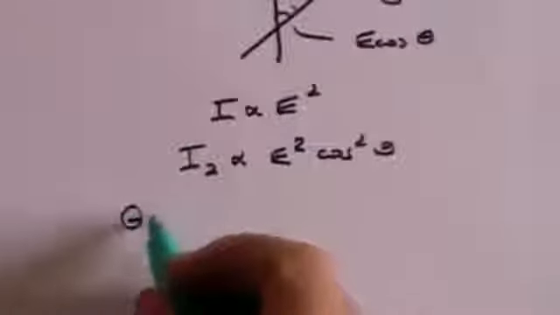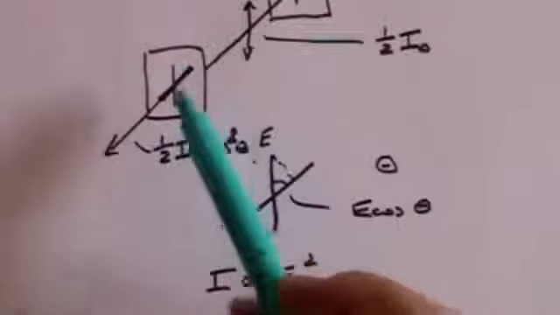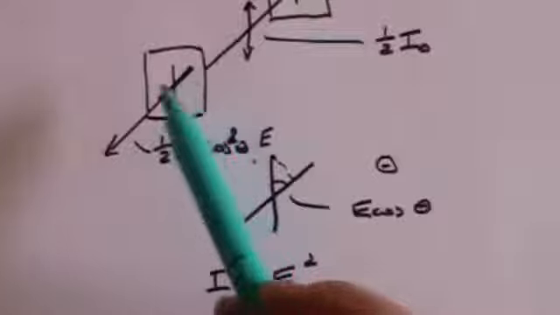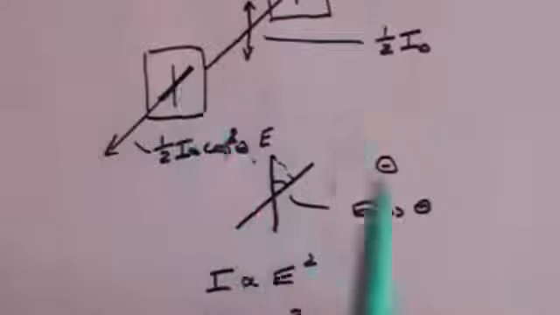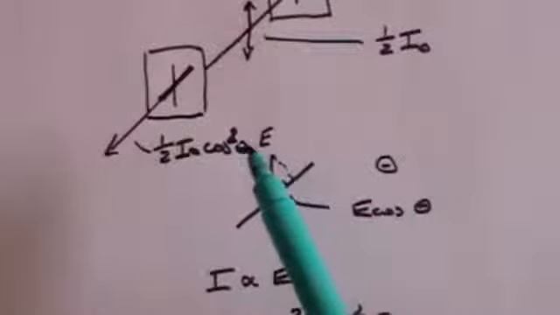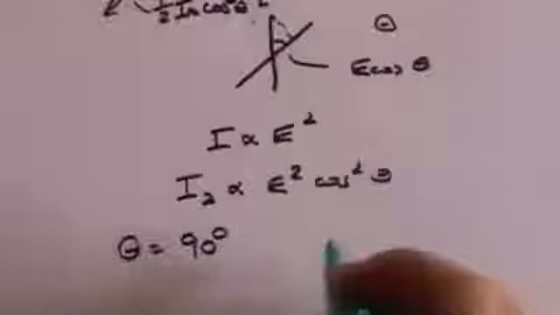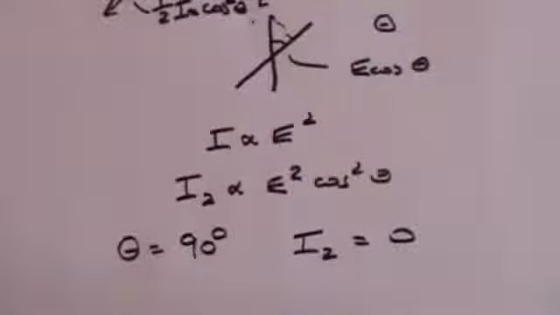Suppose that angle is equal to 90 degrees. That is to say that the light is oscillating vertically, but the polarizer is horizontal. Well, if theta is 90 degrees, the cosine of 90 degrees is 0. So cosine squared will be 0. Consequently, the intensity of light that comes through polarizer 2 will be 0, i.e. no light gets through.